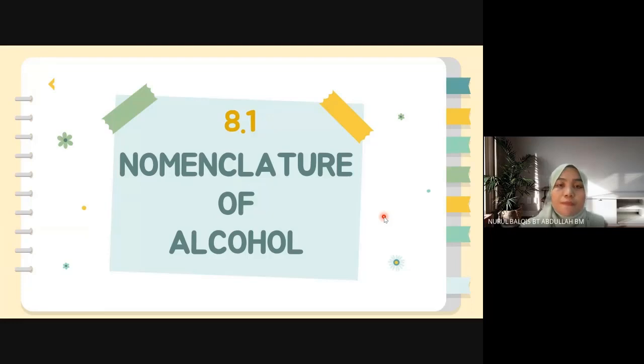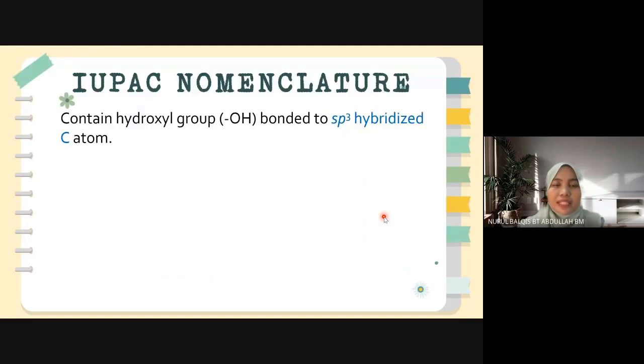Alright, so for the first part, nomenclature of alcohol. So nomenclature of alcohol ni naming of compound sahaja. So kita tengok dulu basic dia. Your alcohol should have hydroxyl group. Hydroxyl group hanyalah OH bonded to sp3 hybridized carbon atom. Maksudnya ada 4 bond keliling carbon. Okay, so cuba kita try this compound for aliphatic and aromatic alcohol.